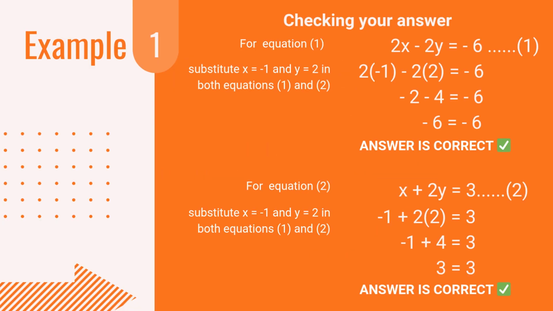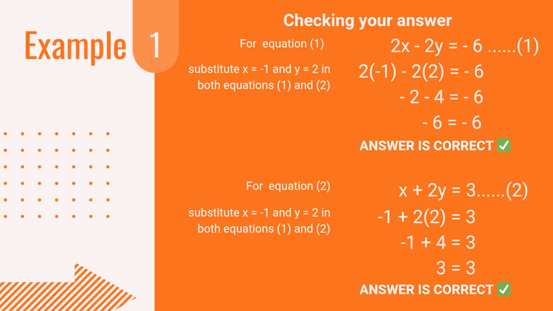Now, you check for answers. I already told you how to do this. You go to your original questions, which are equation 1 and equation 2, and input the values you got, which are your answers. We got x equals minus 1 and y equals 2. So we are inputting x equals minus 1 and y equals 2 in equation 1 to see if our left-hand side and our right-hand side are equal.